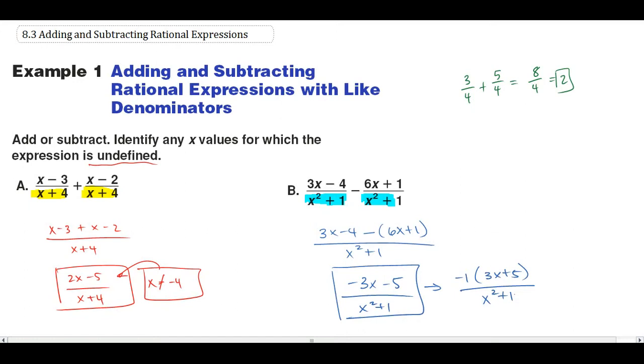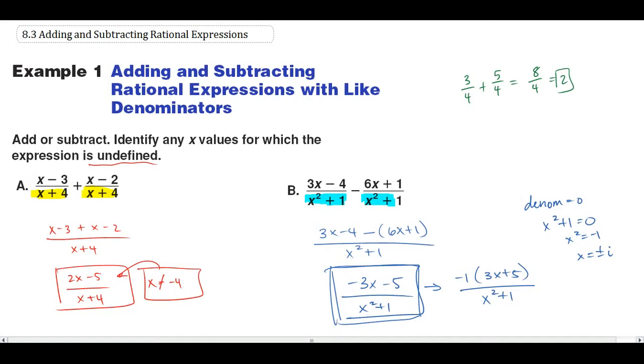What about what values are not allowed? So set the denominator equal to 0. And if I do that, I get x squared plus 1 equals 0. I get x squared equals negative 1. Ooh, x equals plus or minus i, square root of negative 1. Well, that's okay because those aren't real numbers. So we don't have to worry about our excluded values because they're not real. And so therefore we are done. And that is how I add or subtract using like denominators.